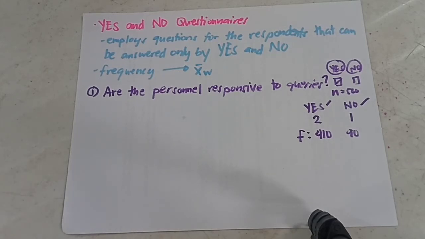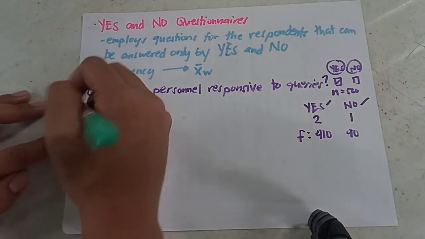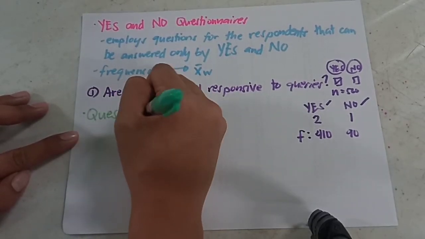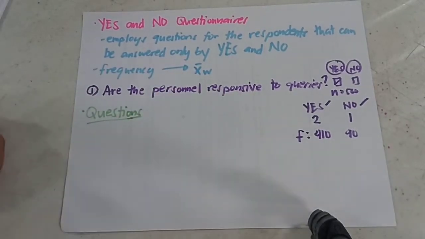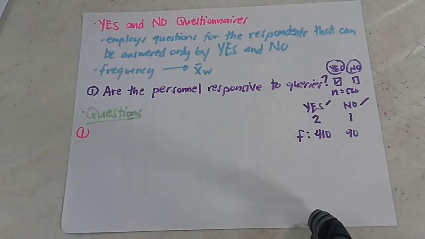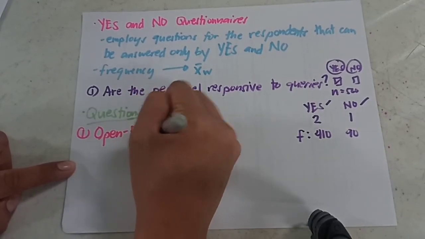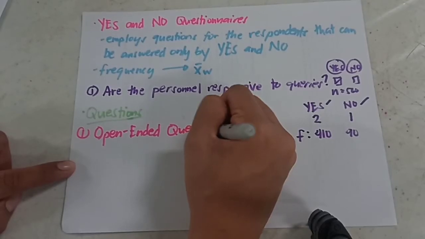Okay? So since we are pertaining to the components of questionnaires, the components are not complete without the questions themselves. So another component of questionnaires are questions. Questions actually have two types. So there are two types of questions in a questionnaire. And what are those? The first type of questions in a questionnaire will be known as the open-ended questions. So what are open-ended questions?